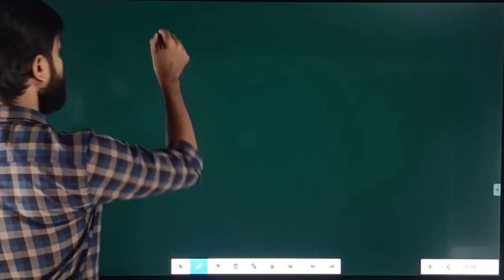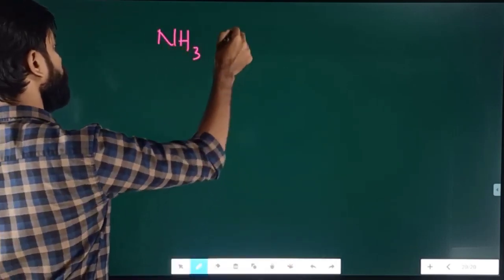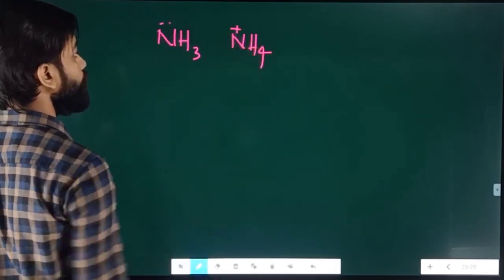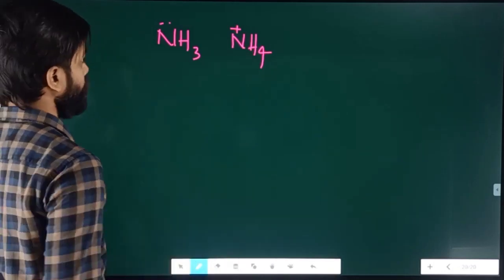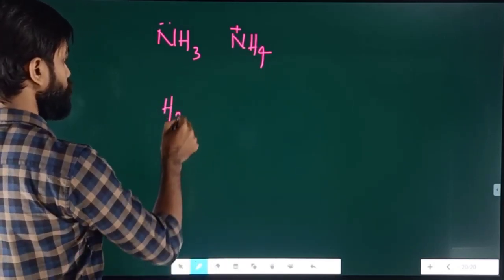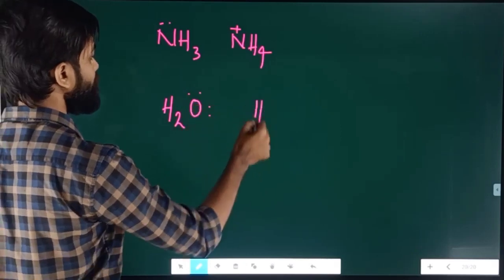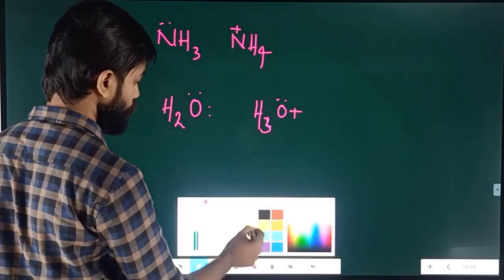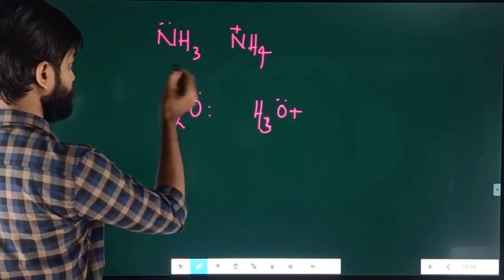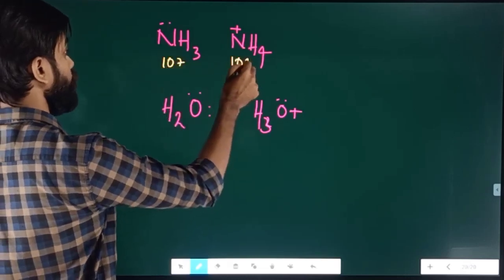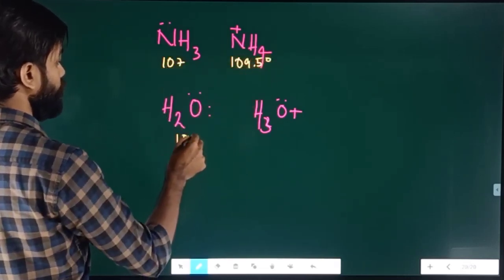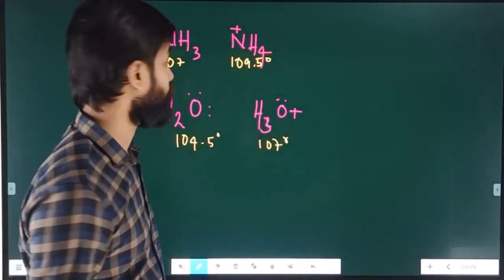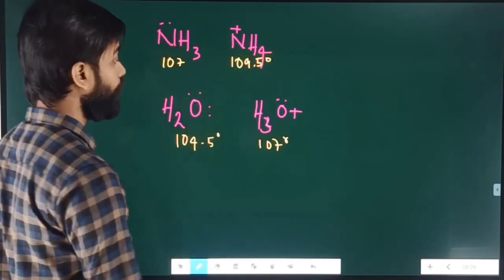Number 4, or we can find this also. Wait, before moving to the number 4, this has a lone pair. When it absorbs H plus, the lone pair is donated, right? So no lone pair here. What about H2O? It has 2 lone pairs. When it accepts 1 H plus, there will be 1 lone pair to form H3O plus, okay? So by considering the bond angle, here 107 degrees, here 109.5 degrees, here 104.5 degrees, here nearly 107 degrees. Okay, so as the number of bond pairs decreases, the number of lone pairs decreases, bond angle increases, right?